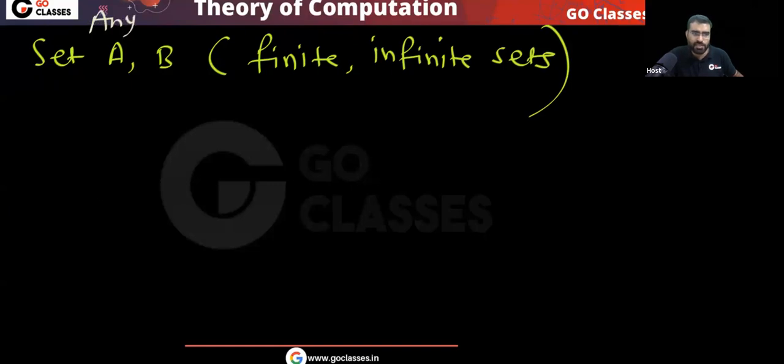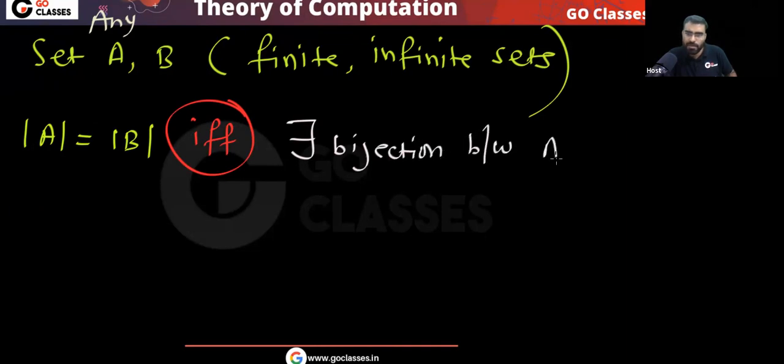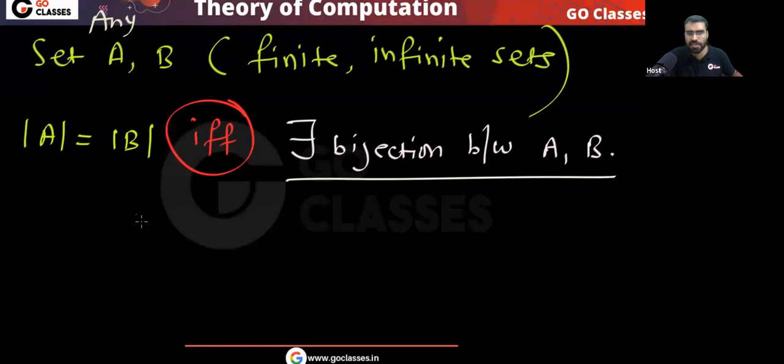So when can I say they have the same cardinality? Please tell me, what is the definition? When can I say the cardinality of A is equal to the cardinality of B? If and only if there exists a bijection. Very good. If you can create a bijection between A and B, then they will have the same cardinality.